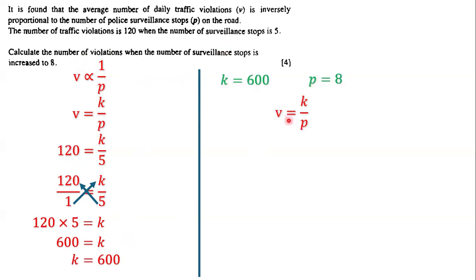And so we have that V is equal to K over P. We substitute. We know that K is 600, and we know that P is 8. So V is equal to 600 divided by 8, and 600 divided by 8 is going to be 75. So the number of violations when the number of surveillance stops is increased to 8 is going to be 75. And that's the answer to this particular question.